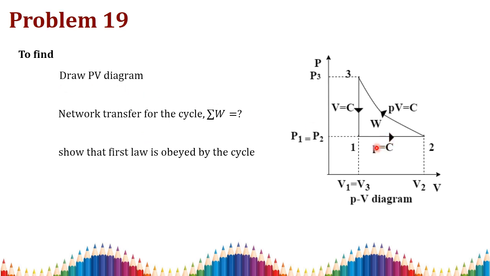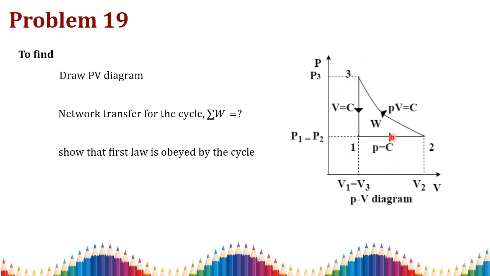The first process, 1 to 2, is your constant pressure process. The second one is your constant temperature, or isothermal, process, 2 to 3. And the third one is your constant volume process, so we have to draw a perpendicular line to your volume axis. So this is your PV diagram.